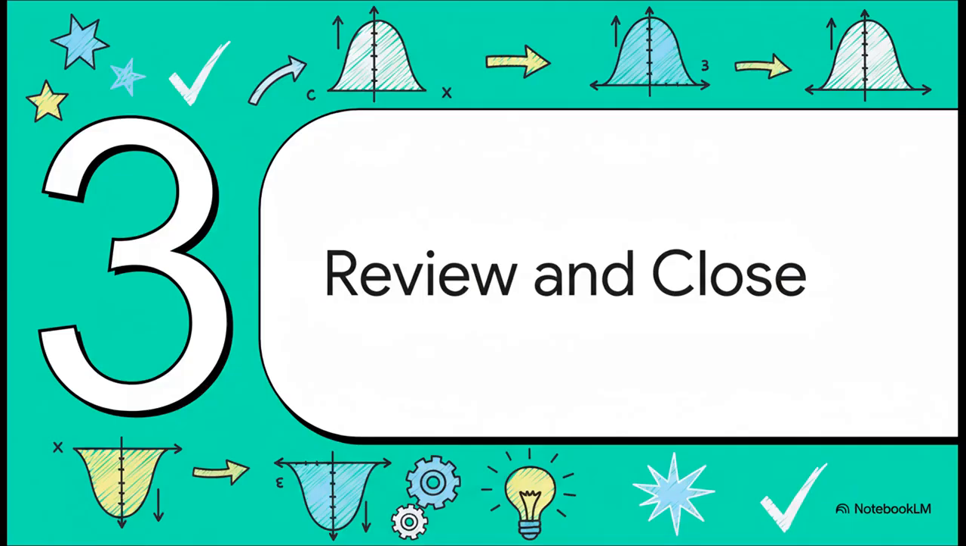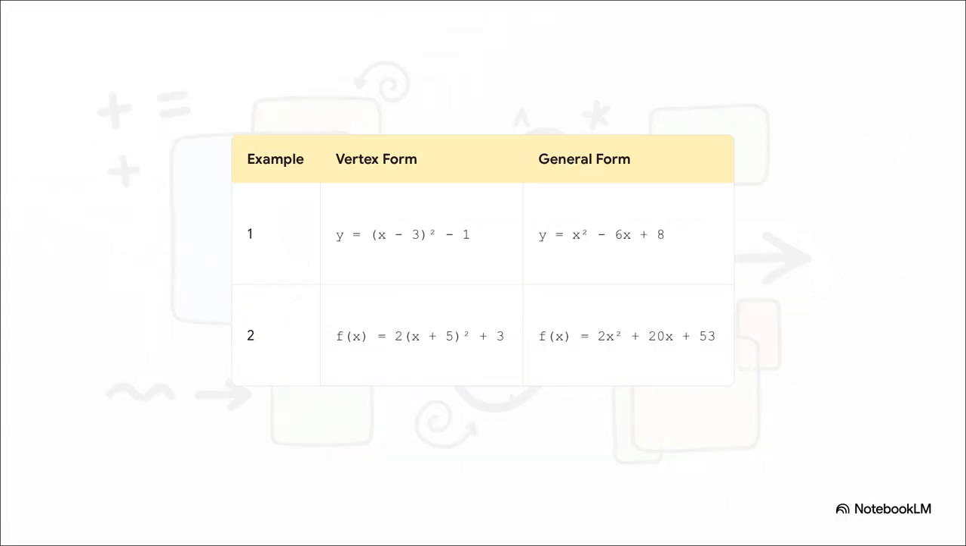Fantastic work, everyone. Let's take a second to do a quick review of everything we just learned. So here's a little summary of our two problems. In both cases, we followed the same clear pattern, right? First, we expand the squared term. Second, we use the FOIL method. Third, we combine the similar x terms. And then sometimes, like in our second example, we have to distribute that number out front before we do our final simplification. It's a reliable process you can use every single time.